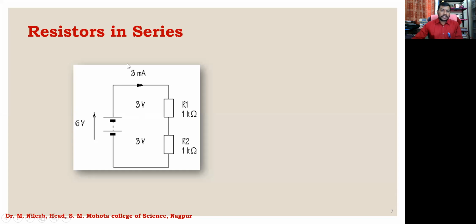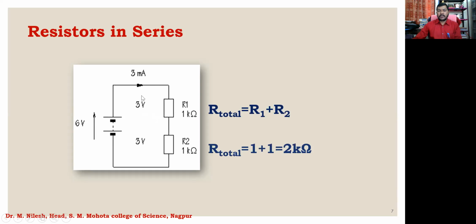Now, as far as current is concerned, you are able to see that 3 milliampere current is going to flow through this, right? And this is because we have the resistance as 2 kilo ohms. So 2 kilo ohms and 6 volt will give us V equal to IR. That means I will be equal to V by R. So V is 6 volt over here divided by 2. So it will give you 3 milliampere current.